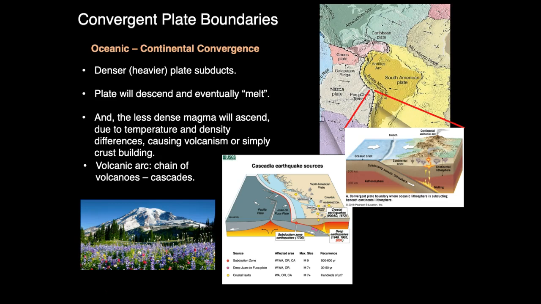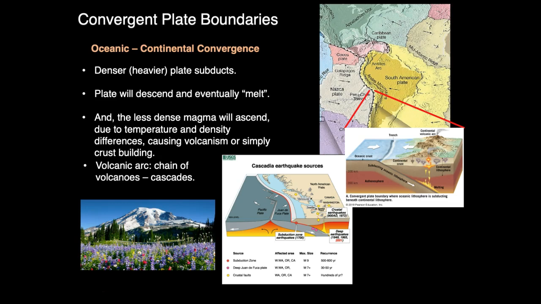So the material that rises upward by the melting and consequent density decrease will either ascend all the way to the surface, causing volcanism, but more often than not, it will be cool enough before it reaches the surface, and it will simply contribute to the thickening of the crust. So we'll look at this type of igneous activity when we cover Chapter 4 on igneous rocks.